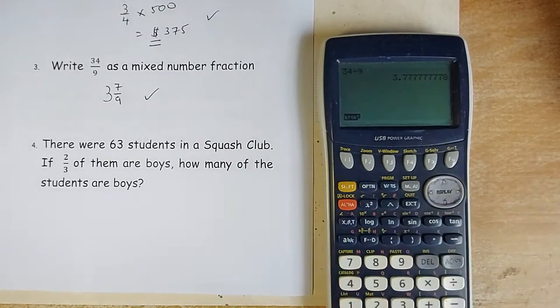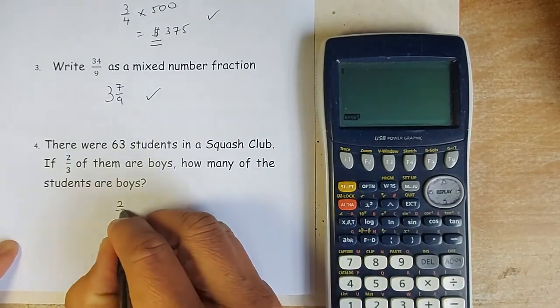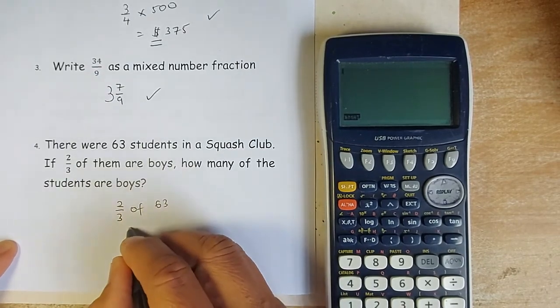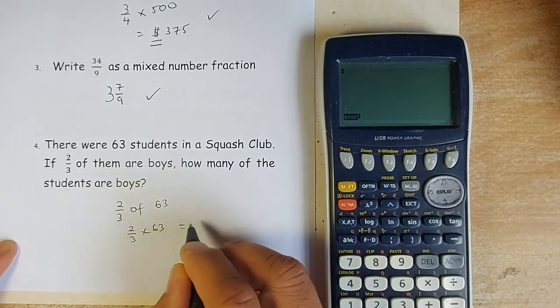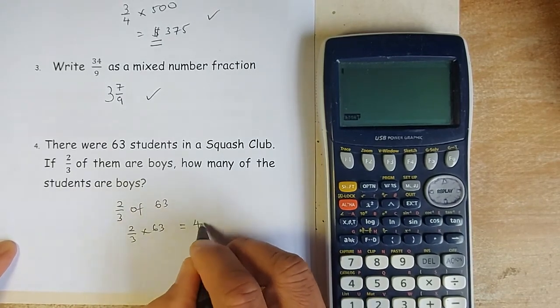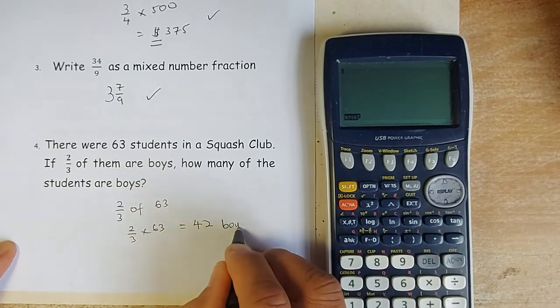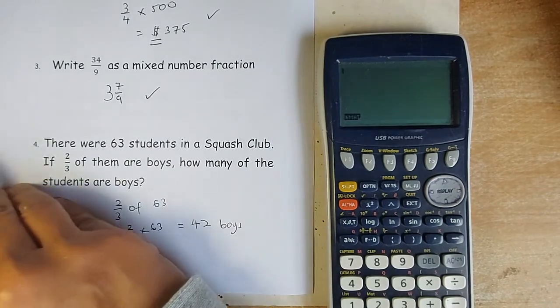There were 63 students in a squash club. If 2/3 of them are boys, how many students are boys? So it will be 2/3 of 63. As I mentioned earlier, of means you multiply: 2/3 times 63, put it in your calculator, and the answer is going to be 42. Because they ask you how many boys, you must answer 42 boys. Okay, let's go to page 2 now.